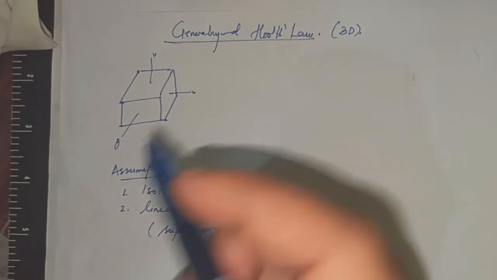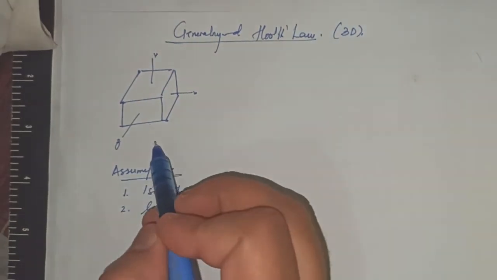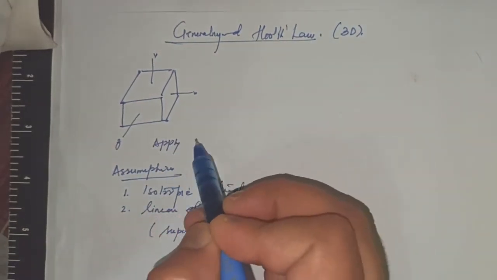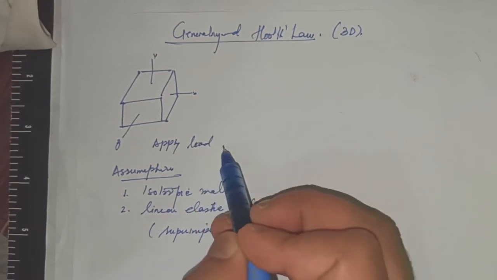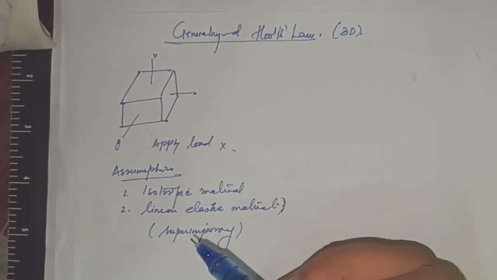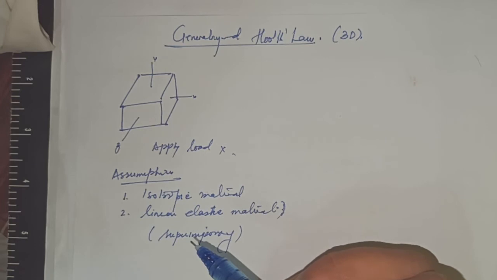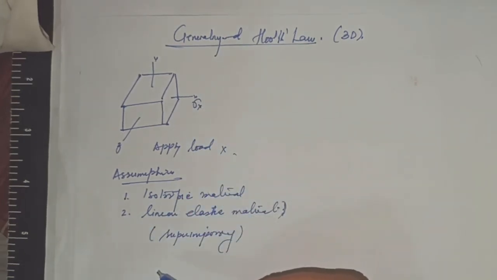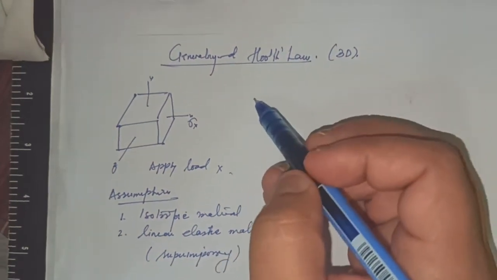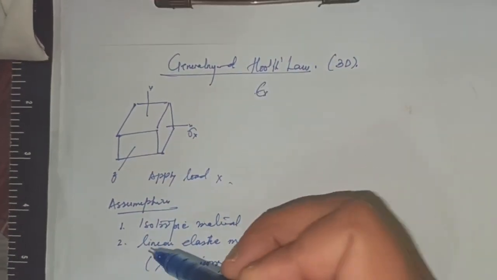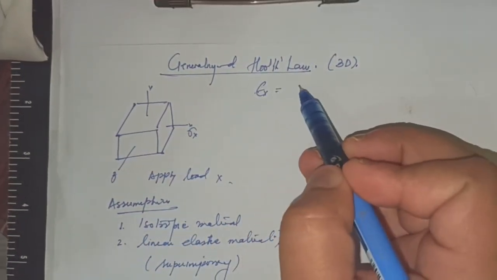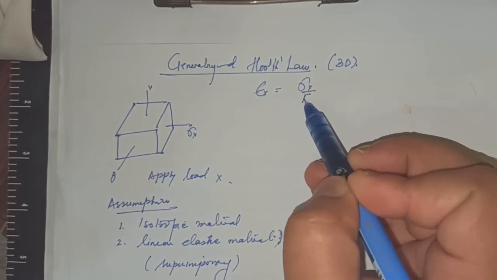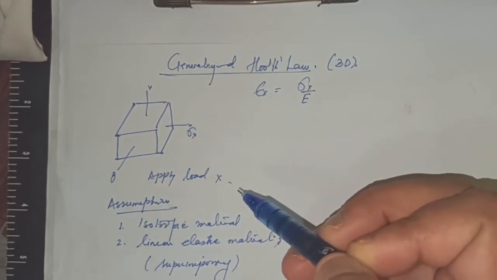So let's apply load along x only. Apply your load or stress along x, stress sigma x. What will be the strain along this? Your strain will be epsilon x, which is sigma x upon E by Hooke's law. Correct.